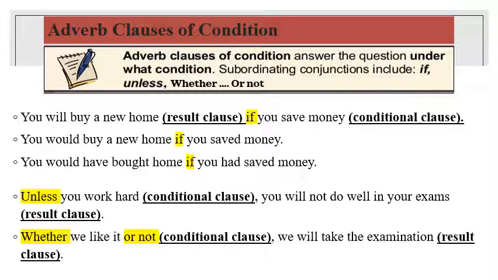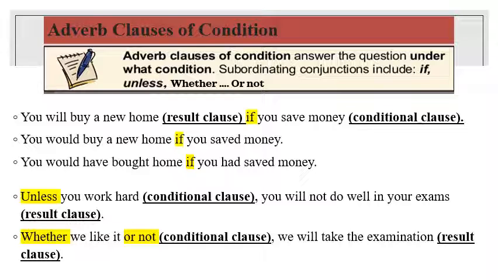If you had saved money, you had followed by the past perfect. You, the subject, had, and saved. So in the adverb clause of condition, it answers under what conditions, and usually the subordinating conjunctions in this type of adverbial clause are if, unless, and whether or not. Unless you work hard, this is the conditional clause.